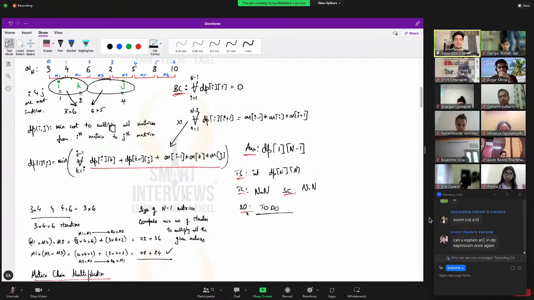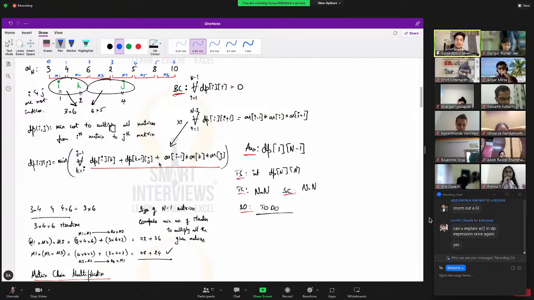Can you explain the array and the DP expression once again? So you can take this example I, K, J here. I is at 1, K is at 2, J is at 4. So these are the matrices that we want to multiply. First matrix to second matrix and third matrix to fourth matrix. We want to multiply all the matrices from first matrix to fourth matrix. So dp of i, k will tell you how to multiply m1 and m2. K plus 1 to j will tell you how to multiply m3 and m4.